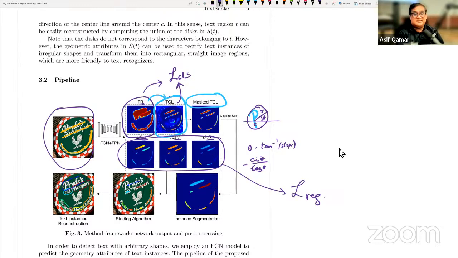So what you're saying is that the total loss that you will train the machine on is made up of the classifier loss and the regression loss. Obviously, the classifier loss is made up of which two terms?